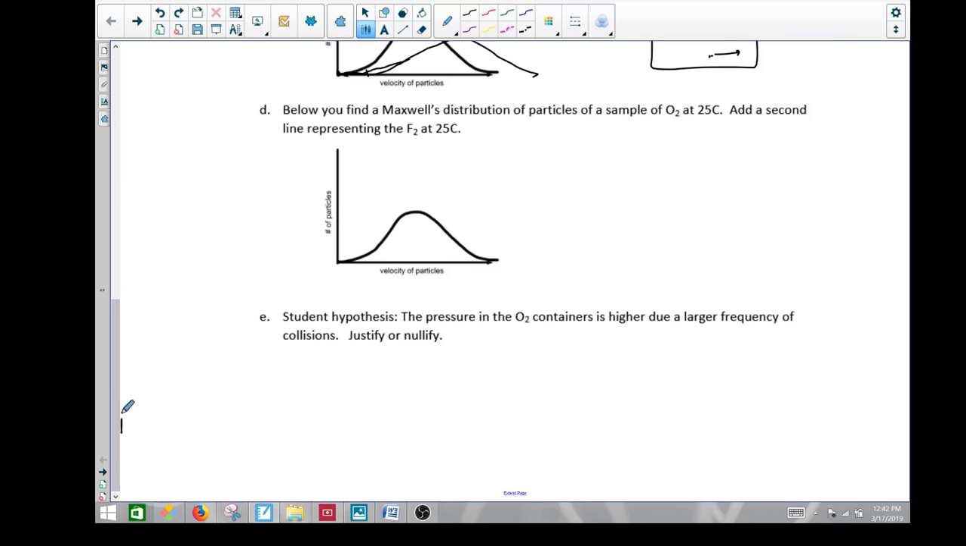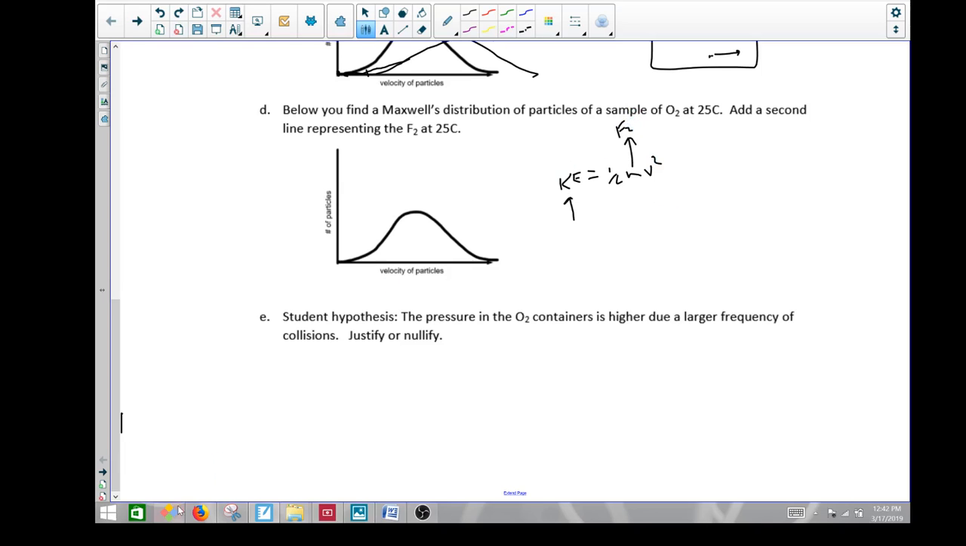All right, so the next one says you will find Maxwell's distribution of particles of O2, with a second line representing the F2. Okay, so now, good question. Here, kinetic energy equals 1/2 mass times velocity squared. Both these particles have the same kinetic energy, but the F2 has a larger mass.